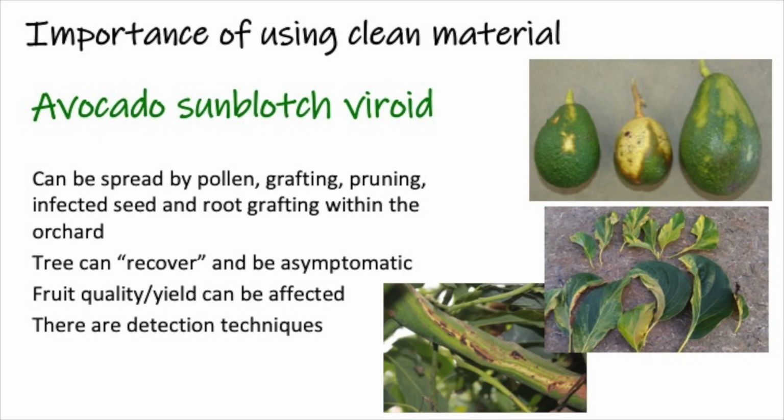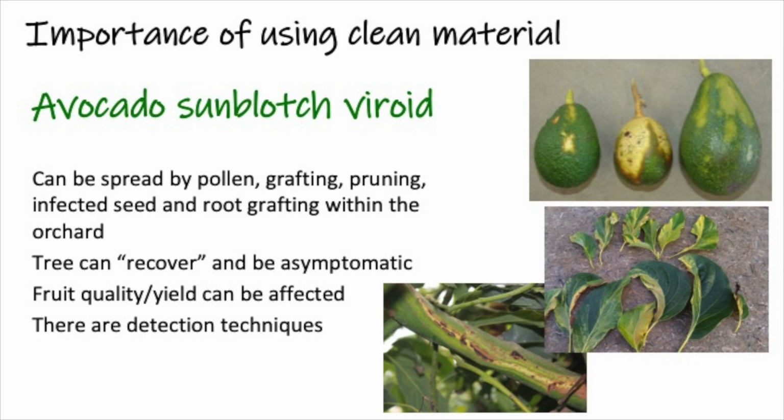This is a viroid, and you can see what it does to the fruit, the leaves, and the stems. It is spread by pollen, grafting, pruning, and infected seed. And I know from running the breeding program it also spreads through root grafting. So when you buy trees from your nursery, you want to ask if they're indexing for this viroid. You want to make sure that you don't plant trees with sunblotch in your grove as much as possible.